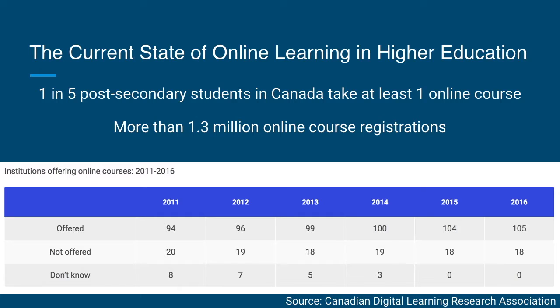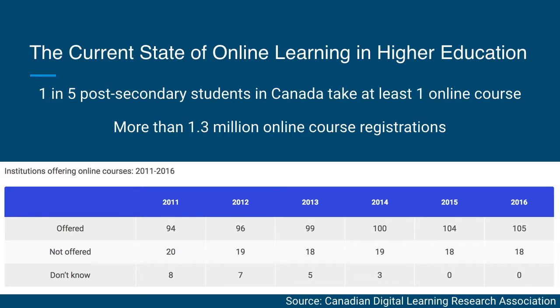The current state of online learning in higher education. With the results of a survey conducted between July and August 2018, the Canadian Digital Learning Research Association found that 1 in 5 post-secondary students in Canada was taking at least one online course. With more than 2/3 of post-secondary institutions offering online for credit courses, there are more than 1.3 million online registrants for the 2016-2017 academic year, and 74% anticipate a rise in registration in the next year.